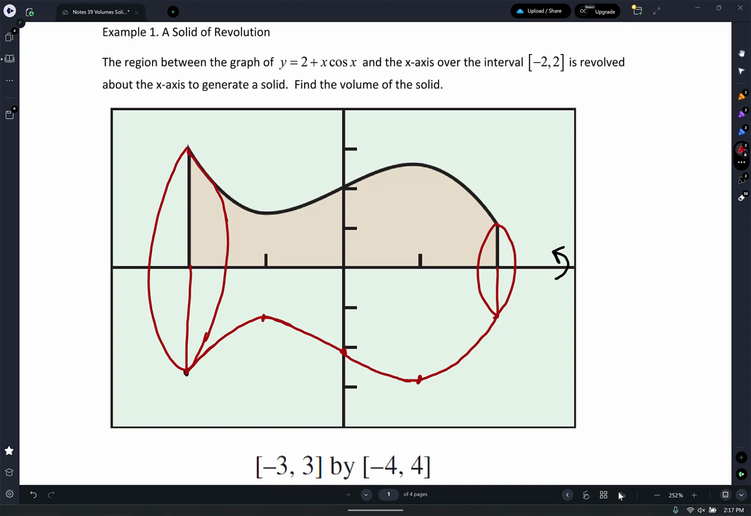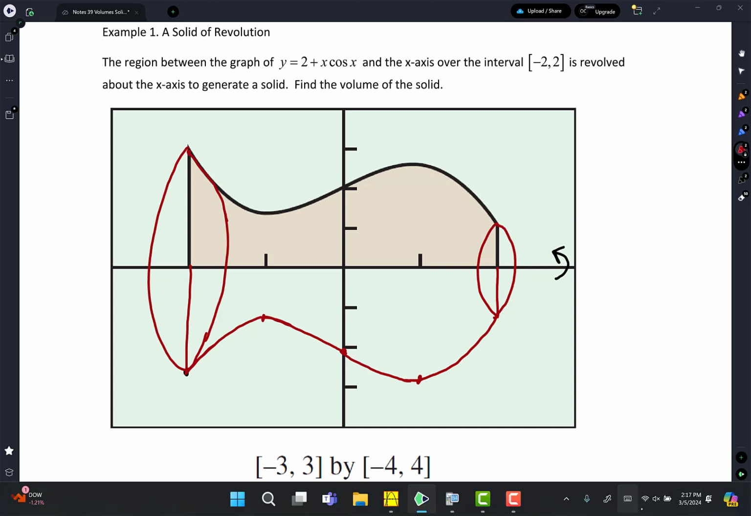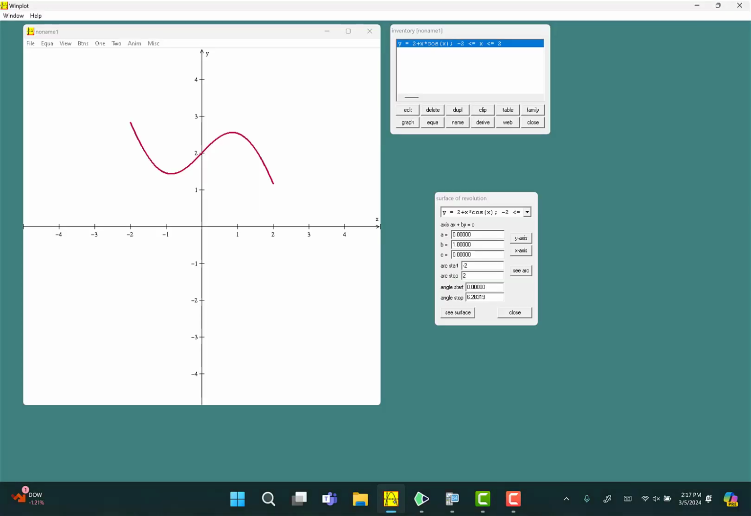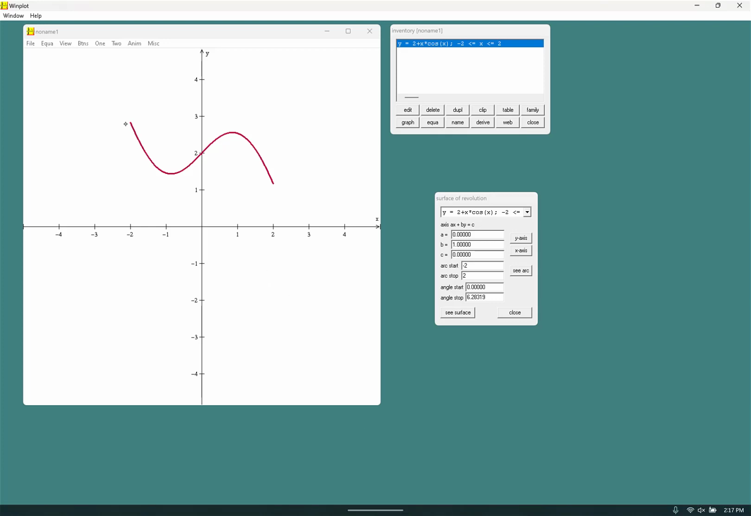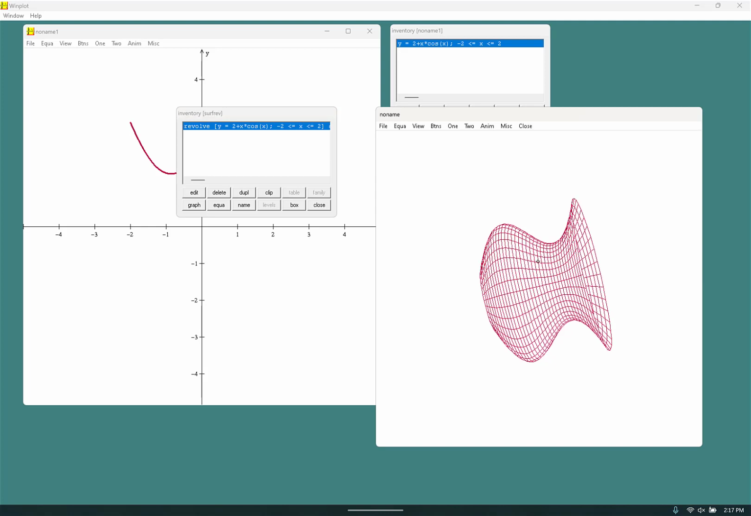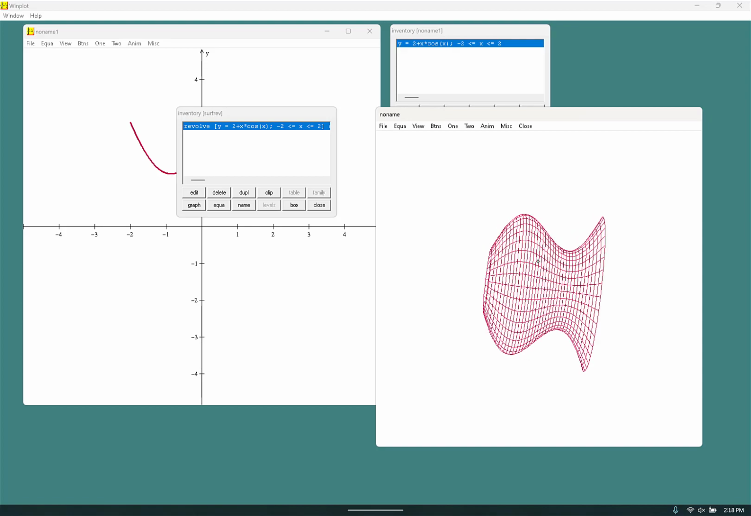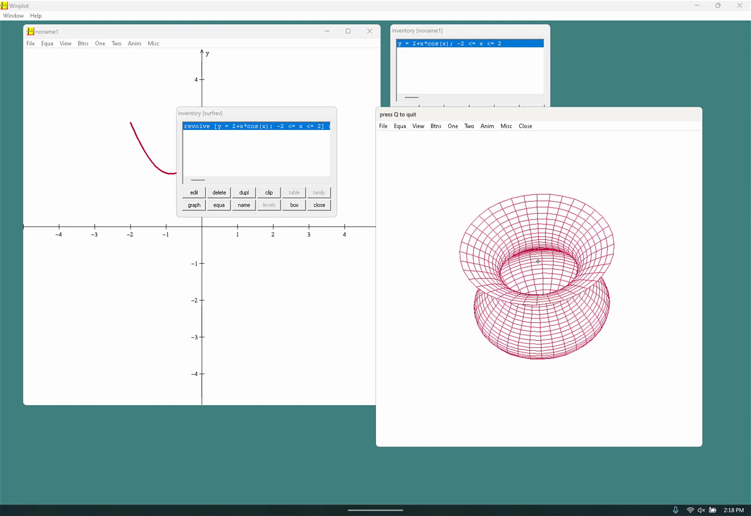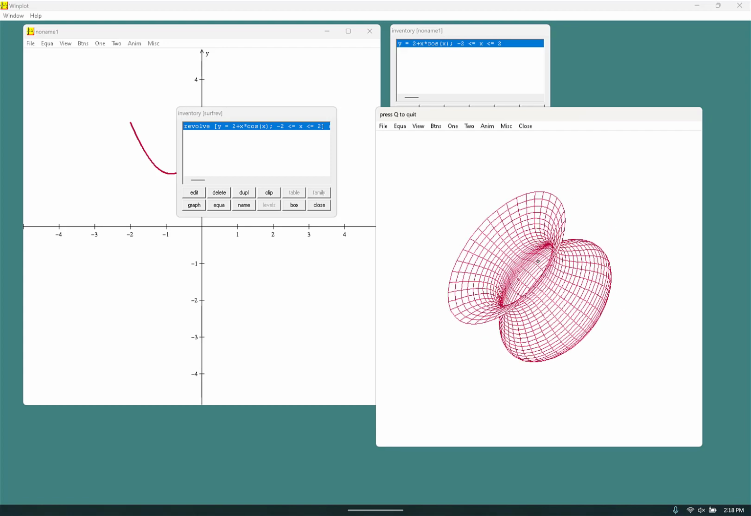I actually did a 3D model of this. So let me show you that 3D model that I did a little earlier. So here's that curve from negative 2 to 2. And I'm going to click on See Surface. And there it is. And check it out. Let me spin it. Look at that. Whoa. Cool, right?